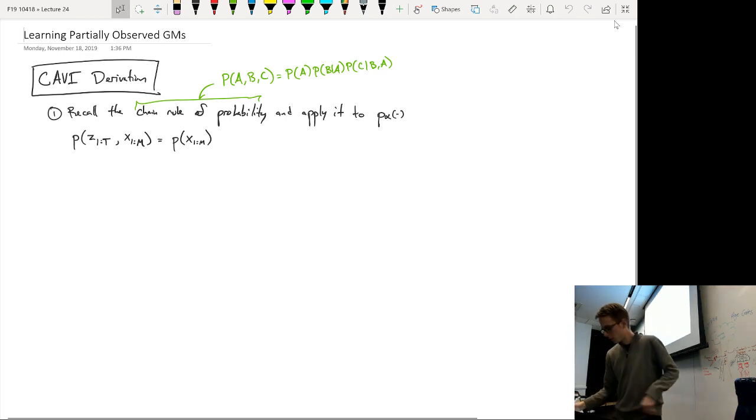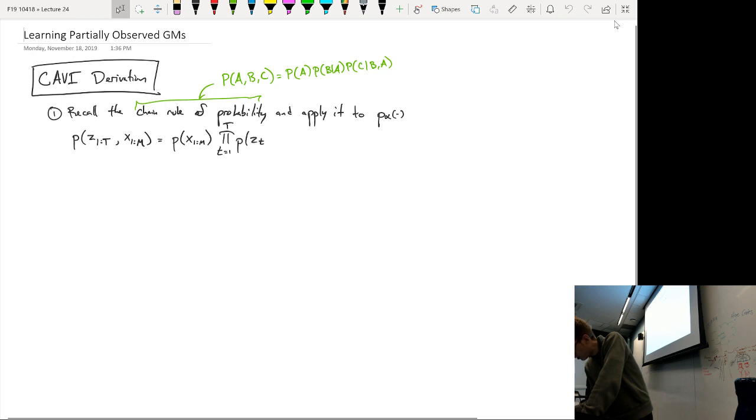So here we're going to do the same thing. The first group of variables that we're going to put together are all the x's. And then all of the other terms we're going to collect into this product, from little t up to capital T, of the probability of zt given z from 1 up to t minus 1 and all the x's. So essentially, we've just said that zt depends on all of the z's up to and including t.